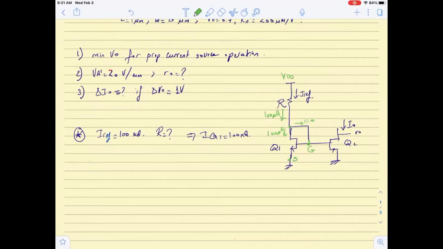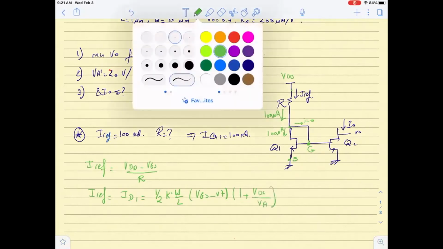We know that I reference is equal to VDD minus VGS over R. Okay, and we know that also I reference is equal to ID1, which is the current flowing in Q1, which is equal to half K prime W by L times VGS minus VT, and since he's already told me there's channel length modulation, we will say times 1 plus VDS over VA. Let's see what we can plug into those values.